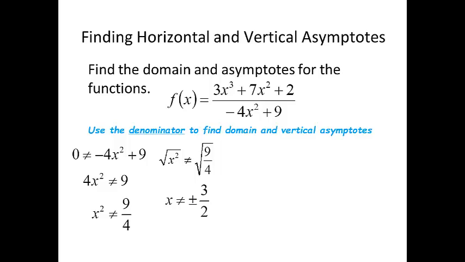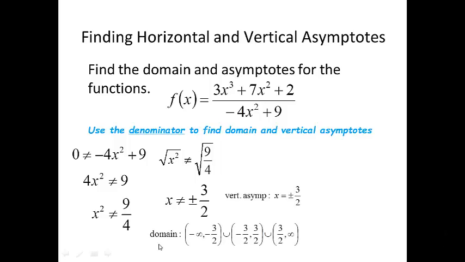That means that the domain is going to be from negative infinity up to negative 3 over 2, jumps over that one, goes to the positive 3 over 2, and then continues from the positive 3 over 2 to infinity. What about the horizontal asymptote? Well, it's bigger on the top, so there is no horizontal asymptote.